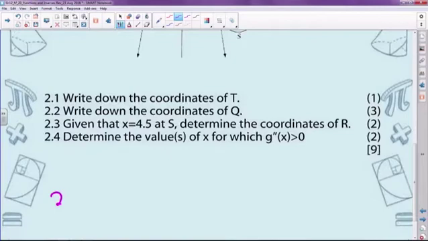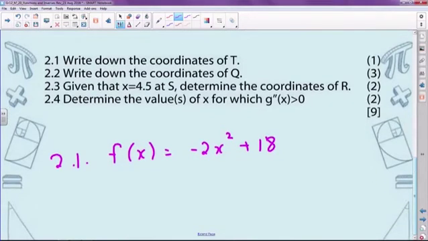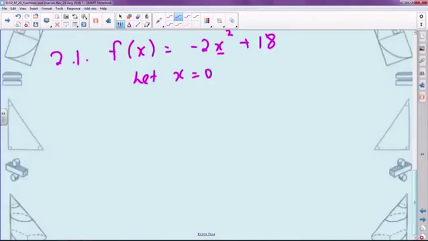So for 2.1, write down the coordinates of T. We know that f of x is defined as minus 2x squared plus 18, and we saw that the point T is the y-intercept. So how do you find your y-intercept? You let x equal 0, and you will get your function value at 0 is 18. Okay.